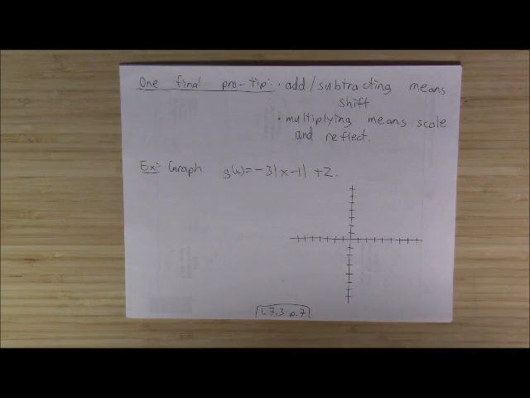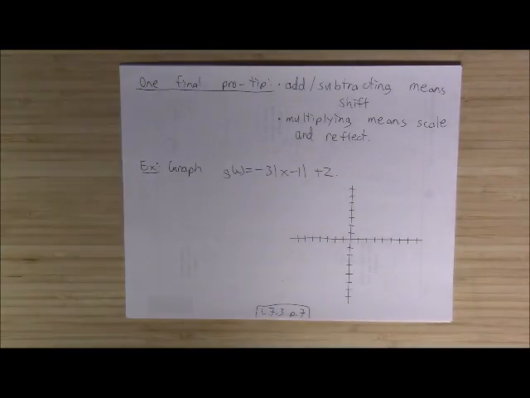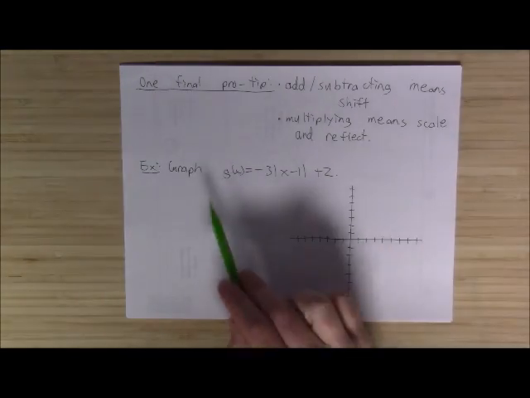Let's do one more final pro tip on top of this. So adding and subtracting means shifting, but multiplying means scaling and reflecting. It's only a reflection, of course, if there's a negative in there. So for example, let's try graphing this function.